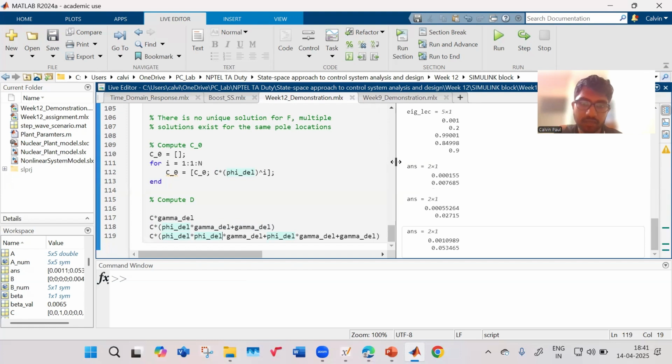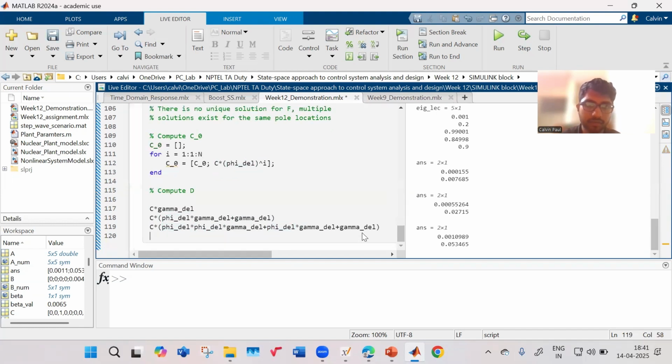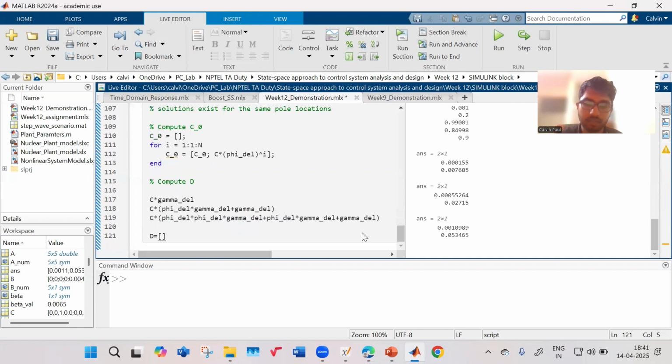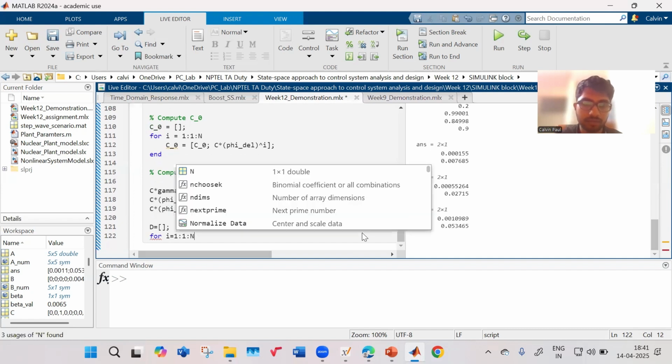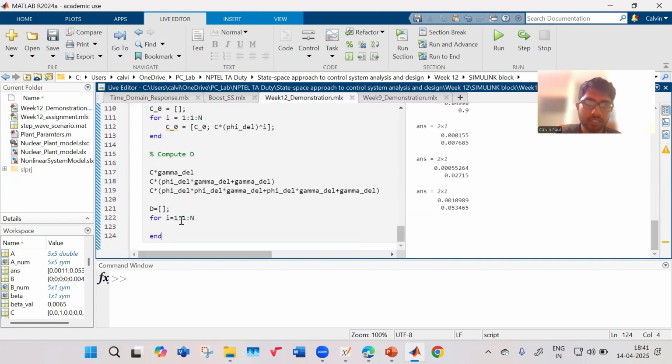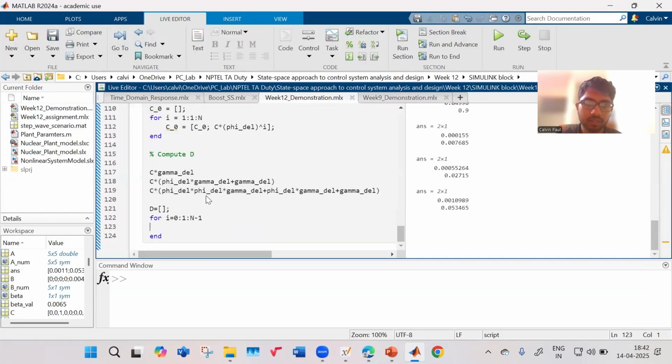So our actual expression is gamma del phi delta into gamma del plus gamma del. So it is a summation over I. First I is 0, then I is 1, so that is 2. D is first into I going from 0 to n. Okay, and it is ending. So let us say I is going from 0 to 1 to n, it is going to n minus 1. Okay, n minus 1. Then our D is equal to D.